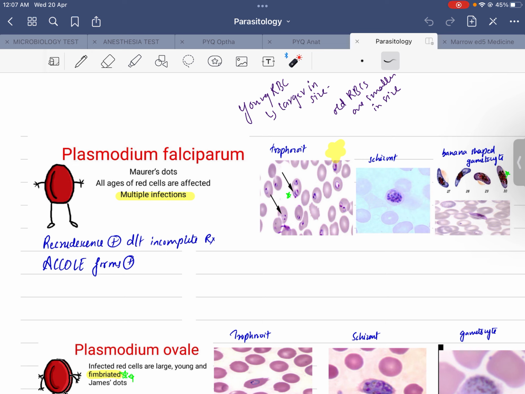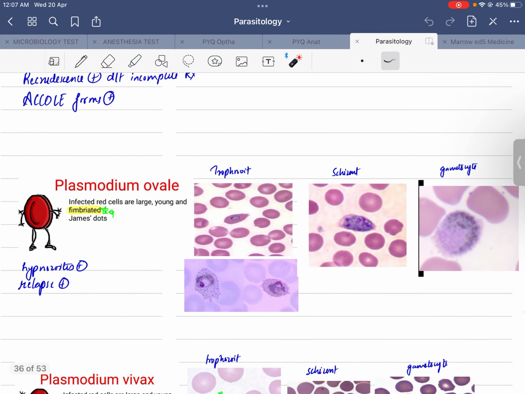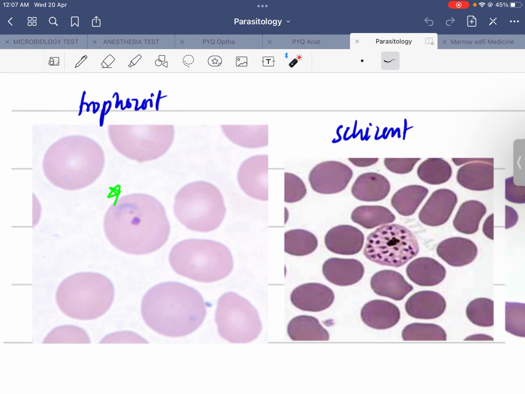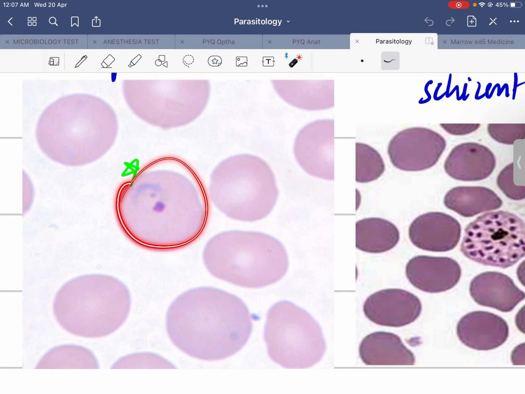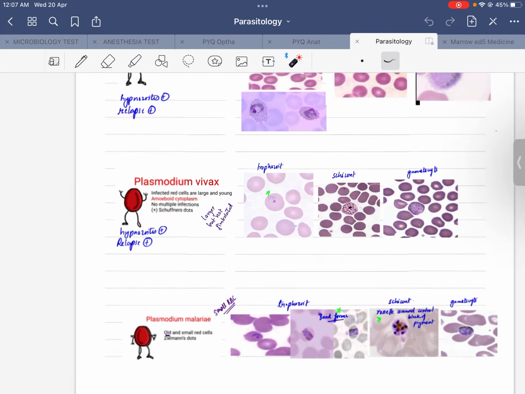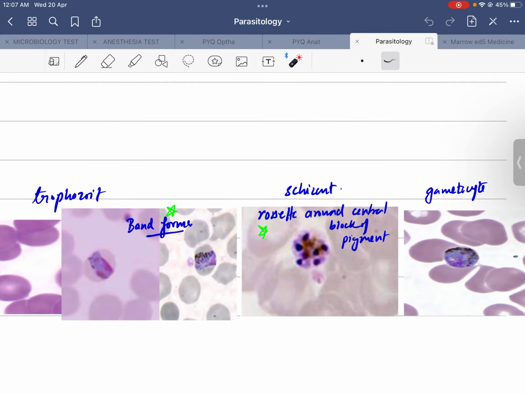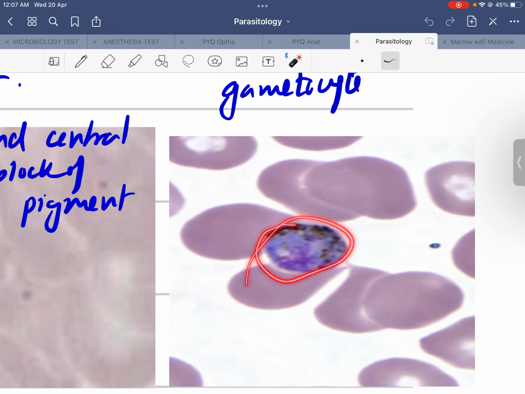Now, falciparum affects all ages of the RBCs. So first you should know that young RBCs are larger in size. Example, I'll show you. This thing you see in this diagram, you see this RBC is larger than the surrounding RBCs. So this RBC is a young RBC and there's infection in the young RBC. Compare this with this. So here you see an RBC which is infected, and this RBC is smaller than the surrounding RBCs. So this is an old RBC.